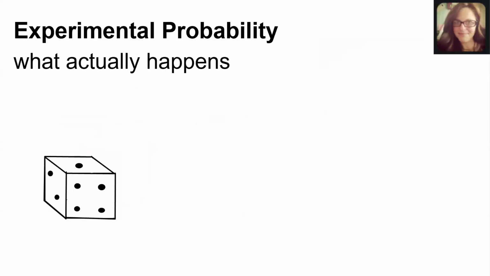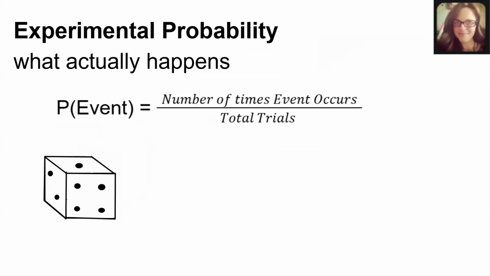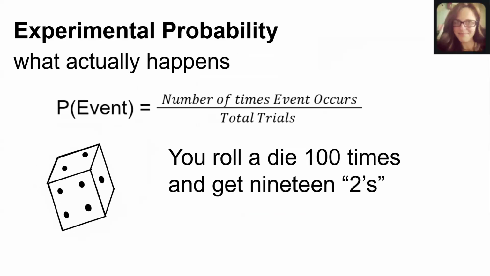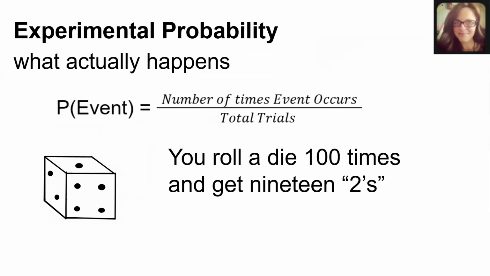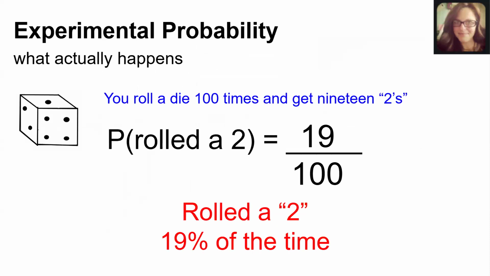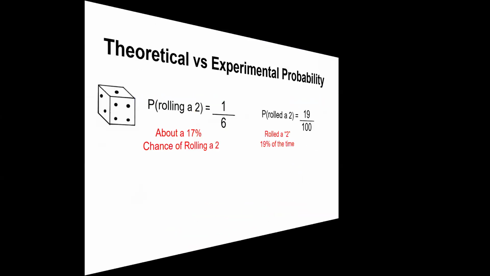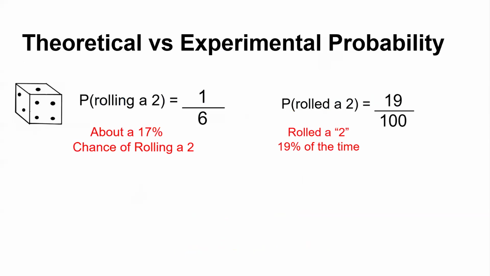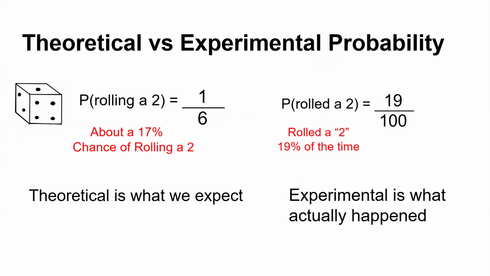Experimental probability is what actually happens when we do trials. If you roll a die 100 times and get a 2 19 times, our experimental probability is 19 out of 100. 19% of the time we rolled a 2. Theoretical probability is what we expect. Experimental probability is what actually happened when we did trials.